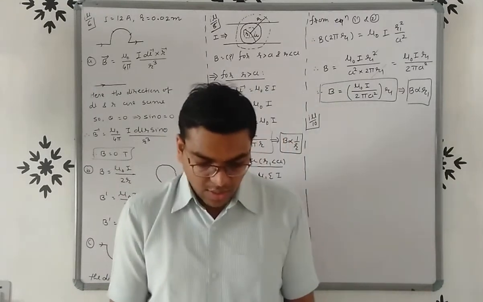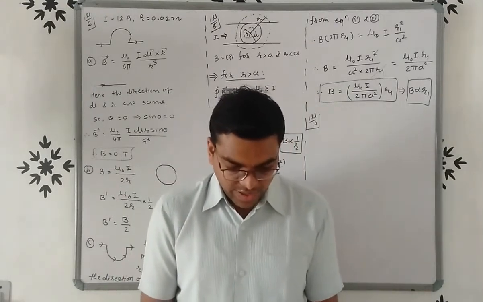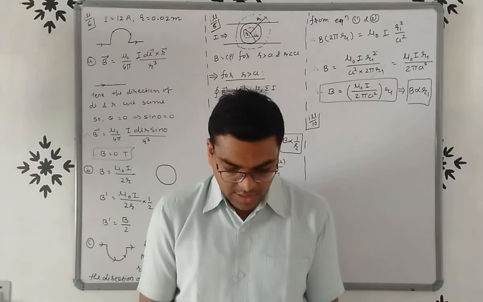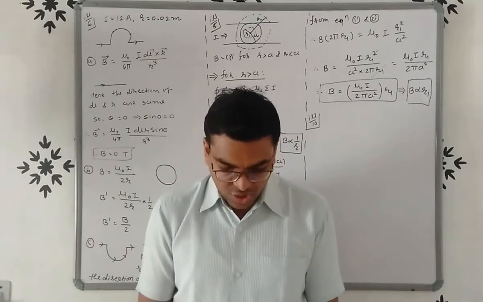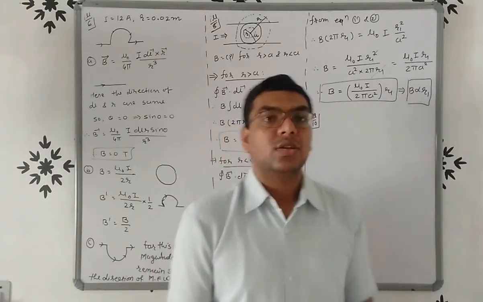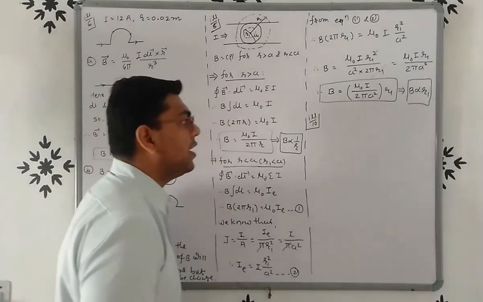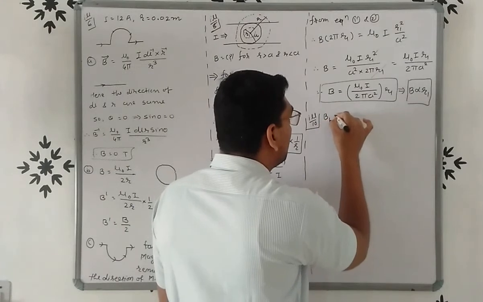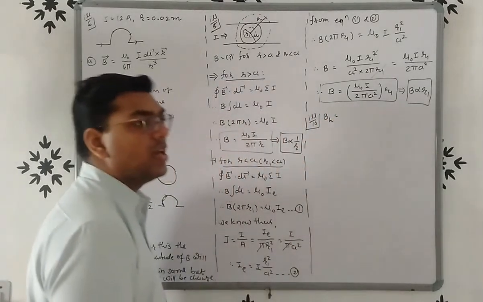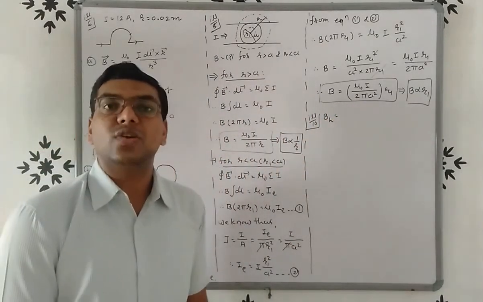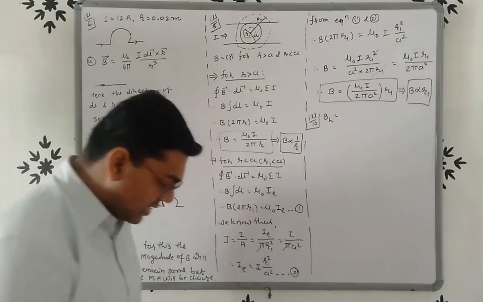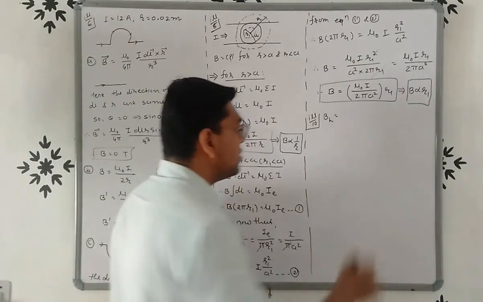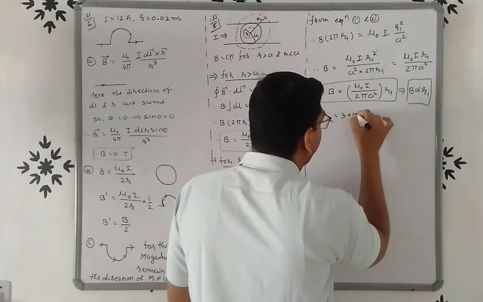The horizontal component of Earth's magnetic field at a certain place is 3 into 10 raised to minus 5 Tesla. So the horizontal component of Earth's magnetic field is given. So the horizontal component is BH, right? Why BH? Because it is the horizontal component. So BH is equal to 3 into 10 raised to minus 5 Tesla.